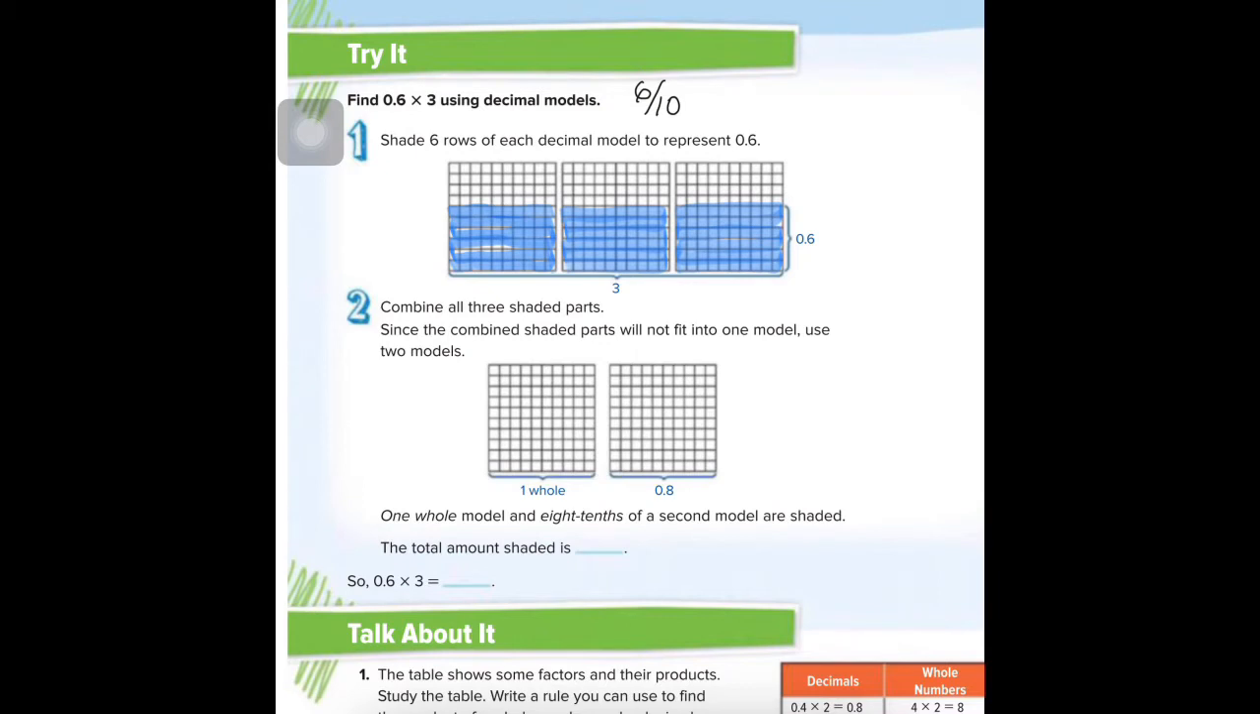Combined all the shaded parts, and it will not fit on one model, so we're going to use 2 models. So think of it, if you have 0.6 plus 0.6 plus 0.6. 6 plus 6 is 12, plus another 6 is 18. Drop the 8, bring the 1 over, add it down, it's 1.8. So we're going to fill one whole square in 0.8.